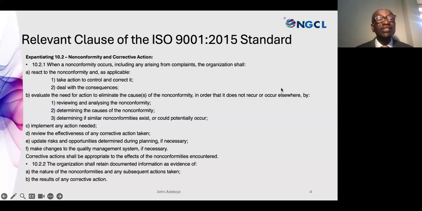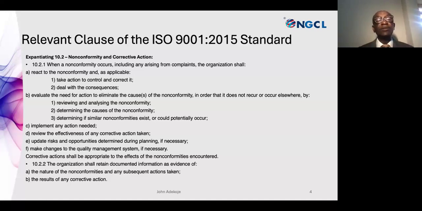The organization shall A, react to that non-conformity as applicable. What do you do when you are reacting? You take action to control and correct it. Take immediate action to control and correct it.